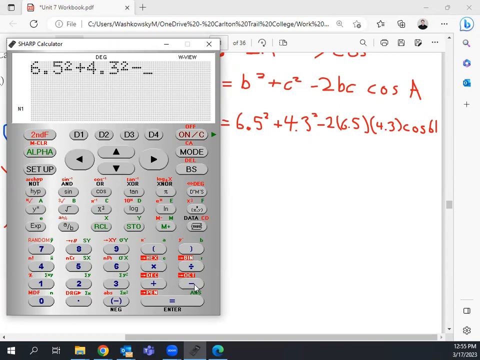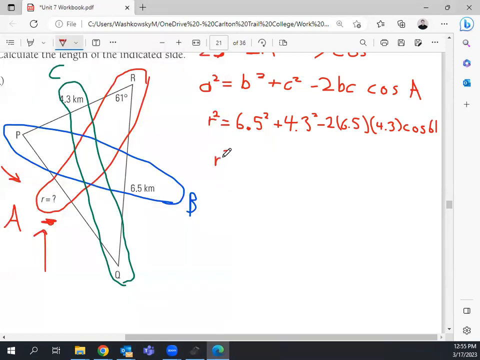And then I'm going to subtract 2 bracket 6.5 bracket 4.3 cosine of 61. So you put this in your calculator exactly how you see it. If you do that, I now have an answer here. I'm going to go to one decimal place, 33.6. So R squared is 33.6. Am I done?